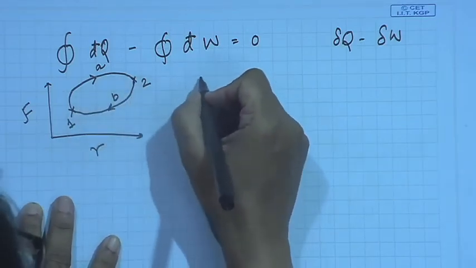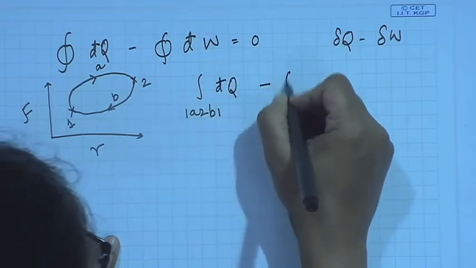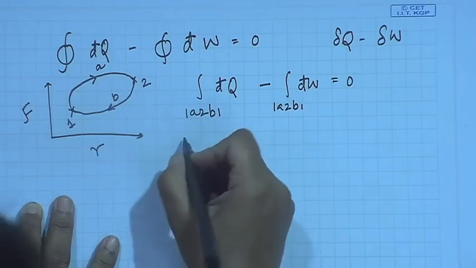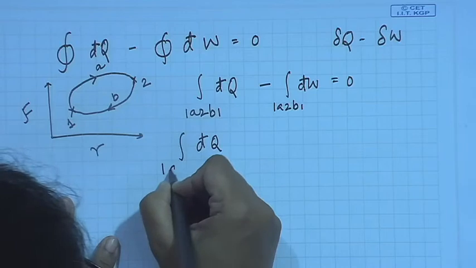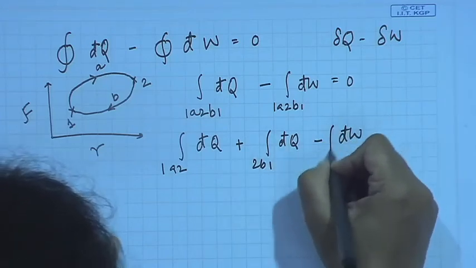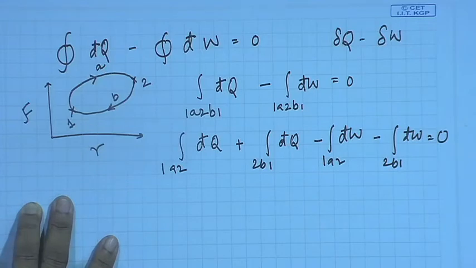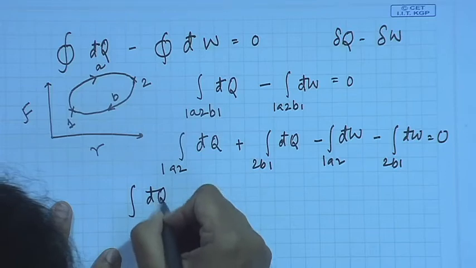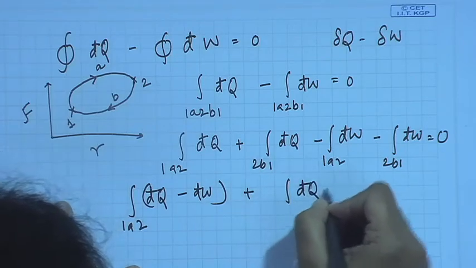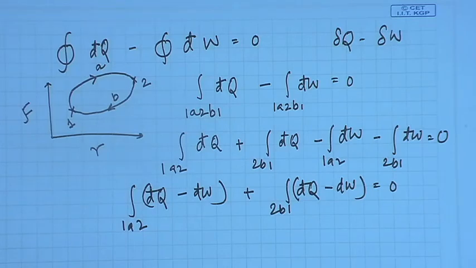So, for this entire process, I can write down that integral of 1A2B1 dq minus integral 1A2B1 dw, this is equal to 0. So, therefore, I can also break it down and write it down as integral dq 1A2 plus integral dq 2b1 minus integral dw 1a2 minus integral dw 2b1, this is equal to 0. I can rearrange it and write it down as integral dq minus dw 1a2 plus integral dq minus dw 2b1, this is equal to 0. I can write it down in this particular way.